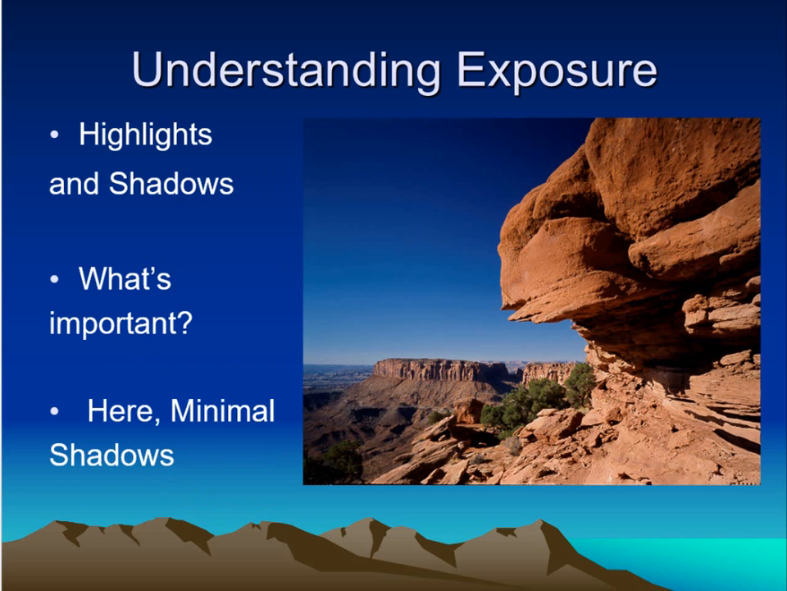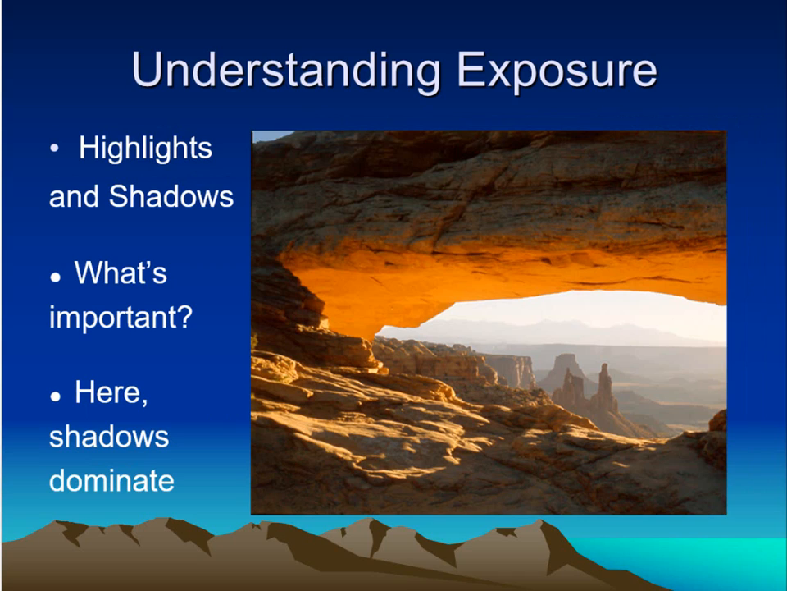So let's look at a couple scenes and think about how you would interpret it. This is what the camera metered, but look, there's hardly any shadows. It's mostly highlight. It was a proper exposure right off the bat. But then I'm back to Mesa Arch here again, shooting into the shadow side of the subject, and now I have a whole different situation. How am I going to base my exposure for this?